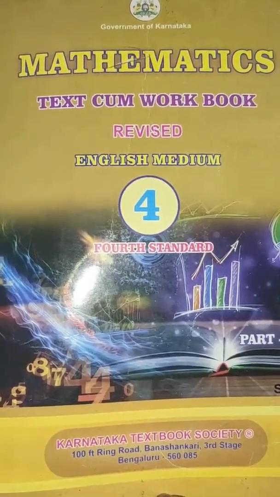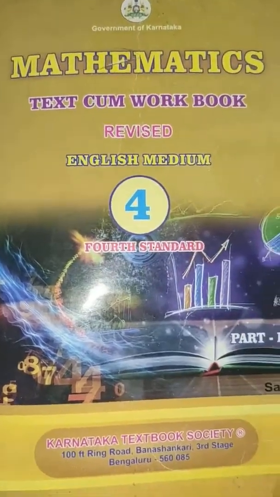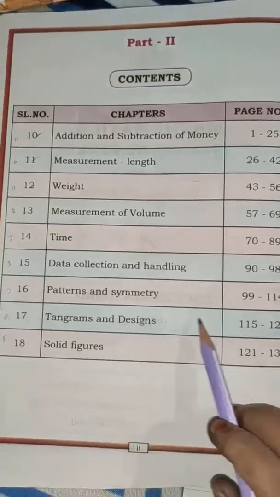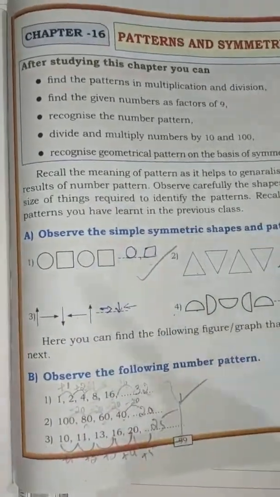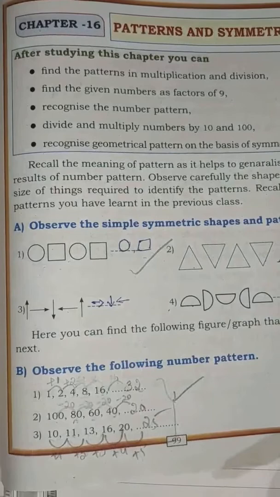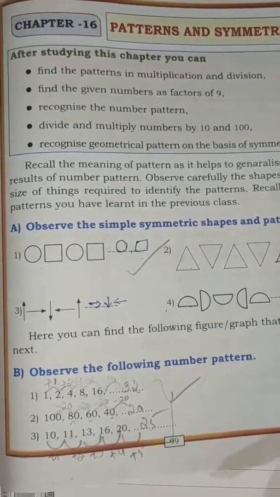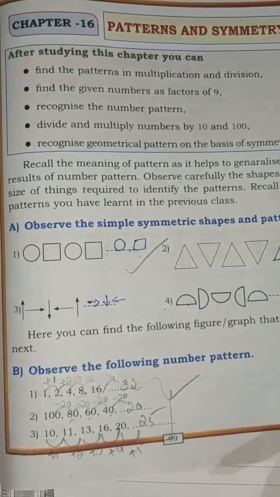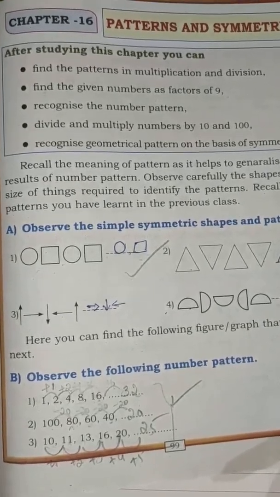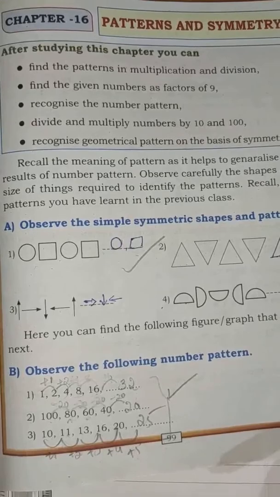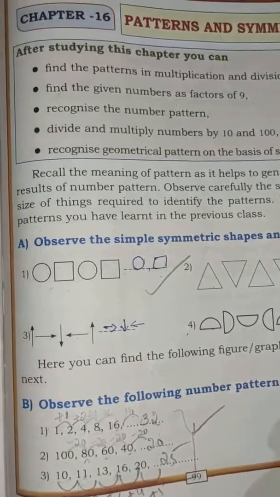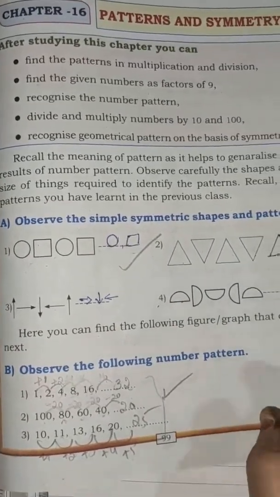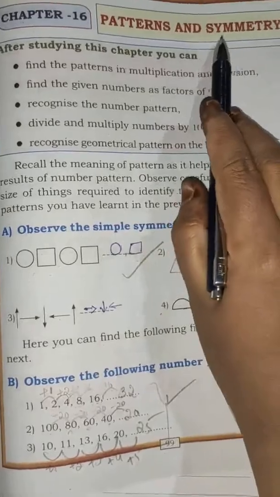So in this class, we are going to continue the same lesson of maths, that is patterns and symmetry. Open page number 99, chapter number 16, patterns and symmetry. Children, in the previous class, you learned the meaning of patterns, how to find the patterns in multiplication and division, numbers as factors of 9, the number pattern, and how to divide and multiply numbers by 10 and 100. Yes or no? Now let us start with another topic of this lesson, that is symmetry.